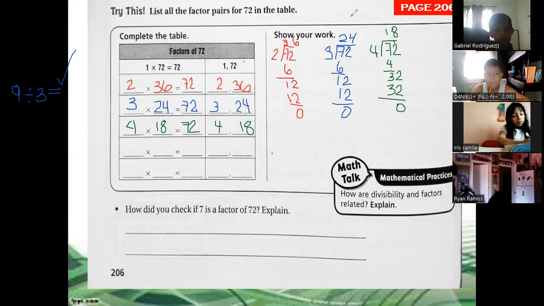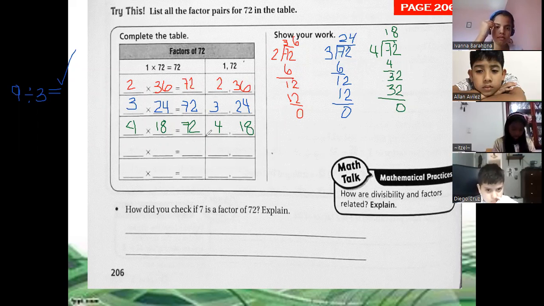Next digit, is 72 divisible by 5? According to the divisibility rules? Again, is 72 divisible by 5? No. The divisibility rule. Let's read the divisibility rules in that page. What does it say?